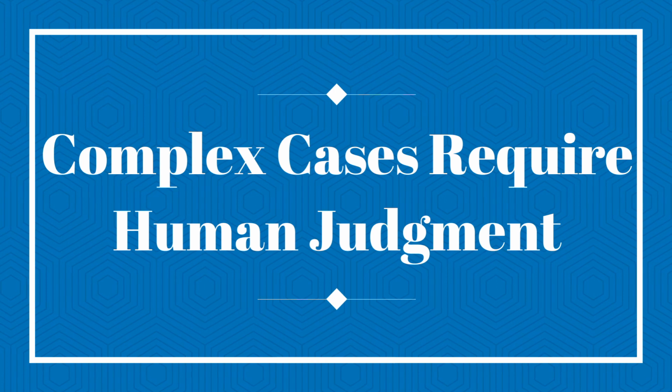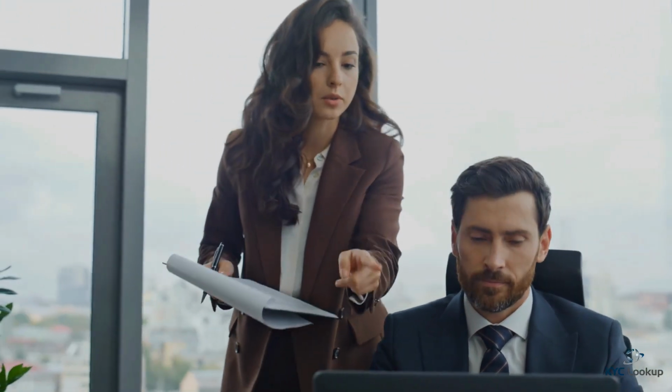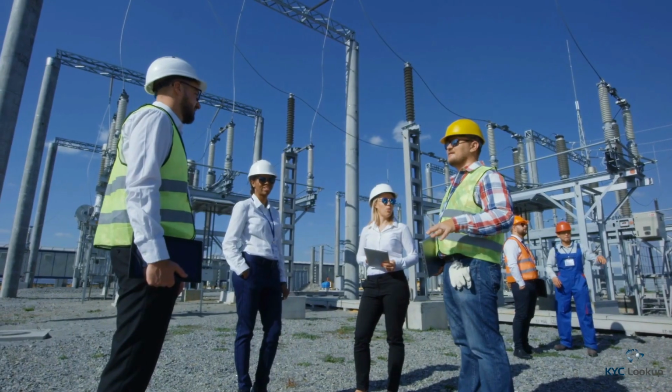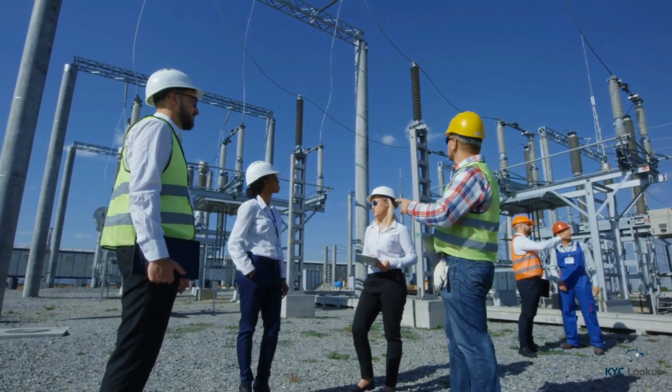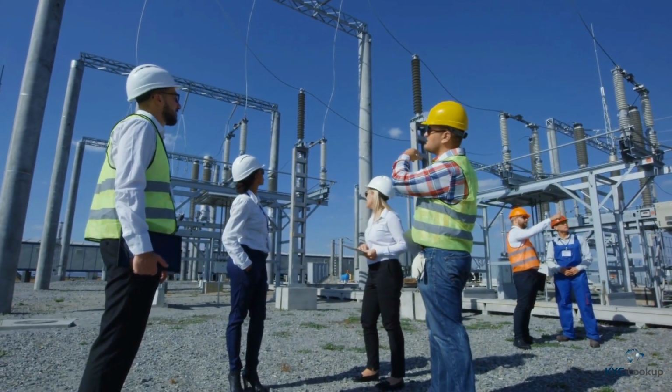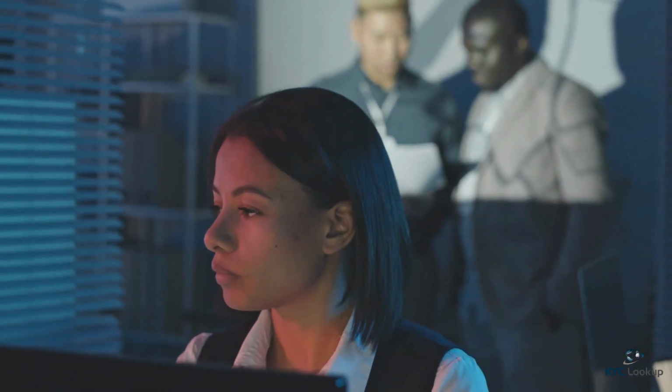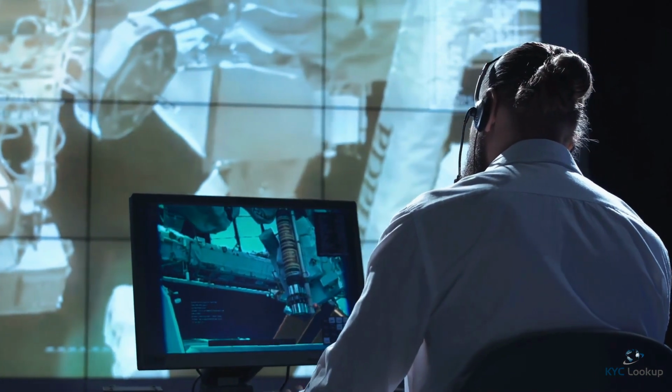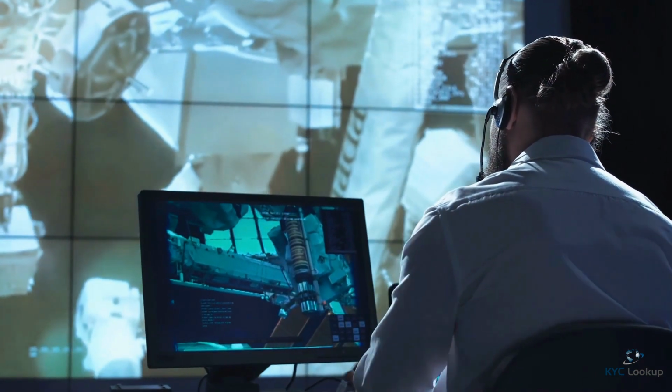Complex cases require human judgment. Despite advances in technology, certain KYC cases are too intricate and nuanced for automated systems to handle efficiently. Human reviewers possess the critical thinking skills and judgment necessary to assess complicated situations. Examples include cases with incomplete or mismatched documents, ambiguous identity information, or customers with unique circumstances. Human intervention is vital to make informed decisions and resolve such cases accurately.